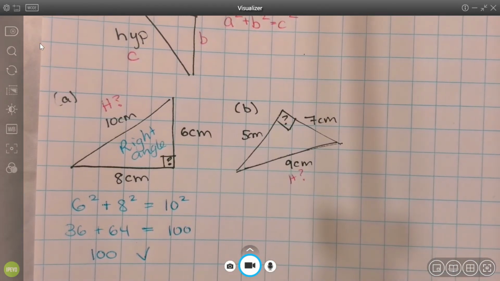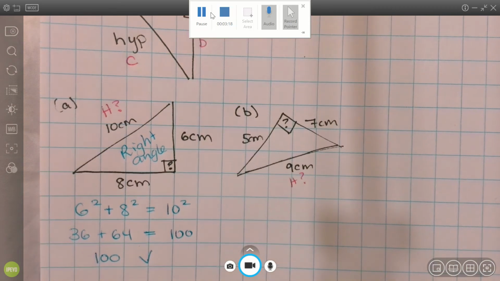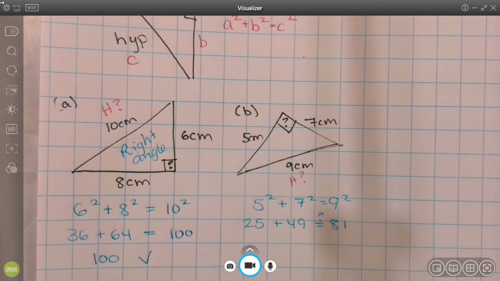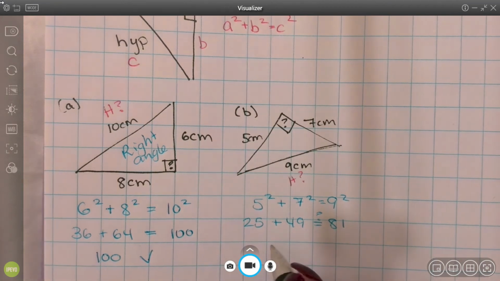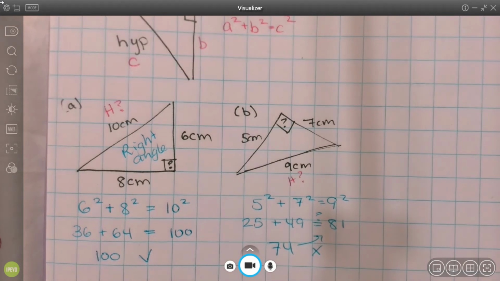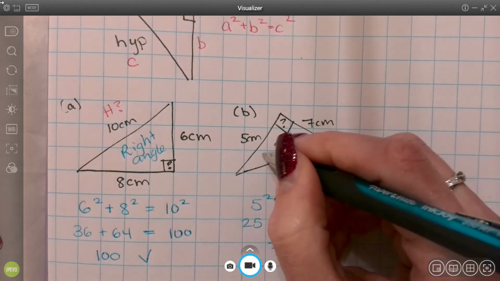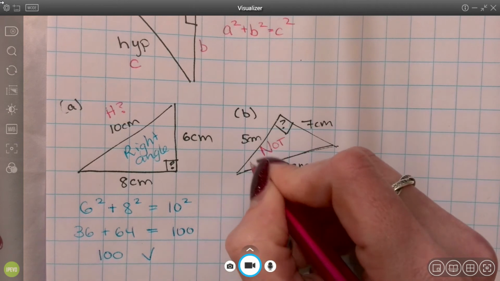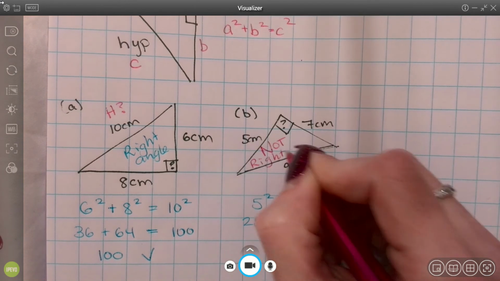Now we're going to do the same thing for the next one. So go ahead and see if you got that next one correct. So you should have had 25 plus 49. And you're trying to see if that adds up to 81. If you do 25 plus 49, you get 74. So that does not equal 81. So this is not right-angled.